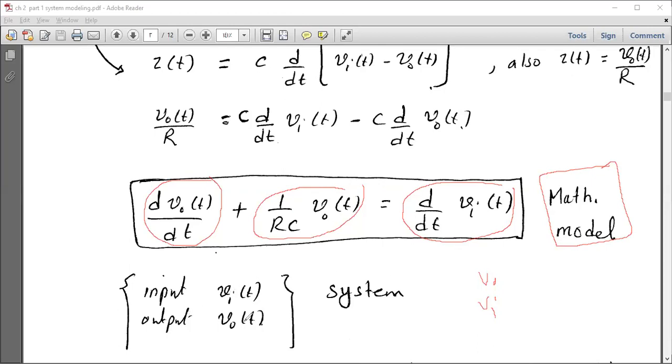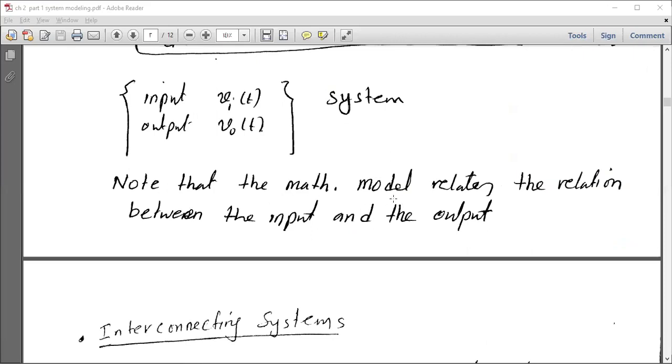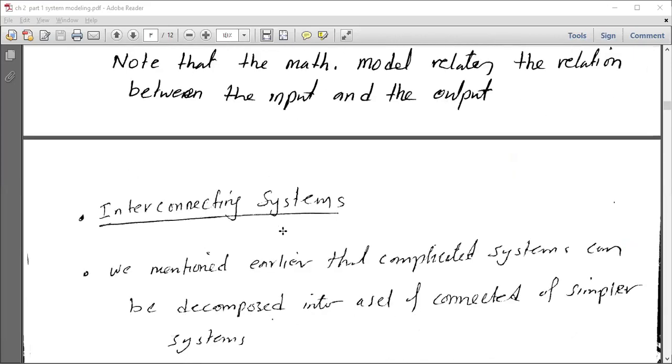So the input V in and the output V out. So this system model, whether I give you the mathematical model or the circuit drawn above, they have the same meaning. Okay, great. Clear? Note that the mathematical model relates the input and the output as I mentioned earlier.